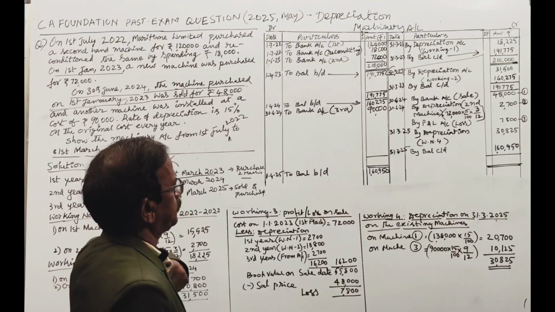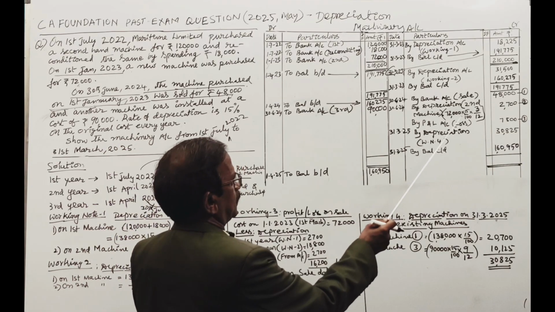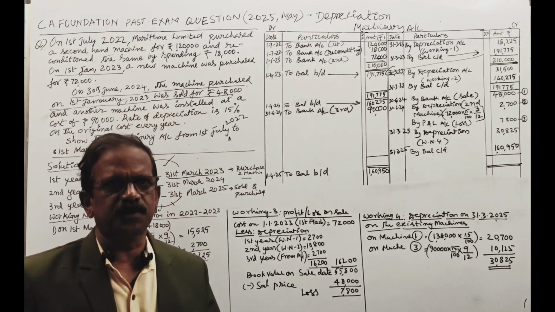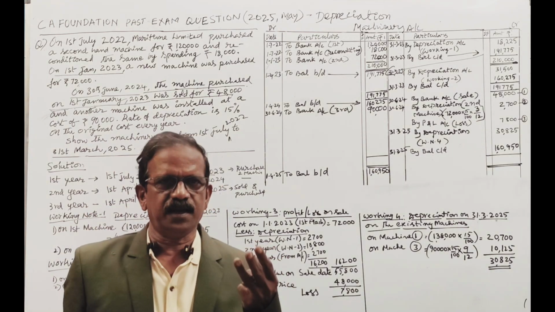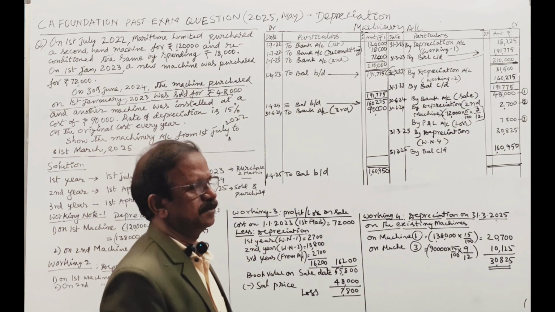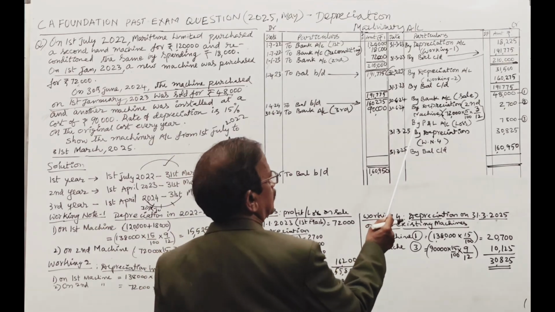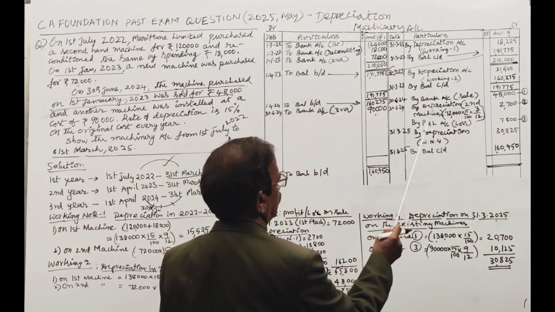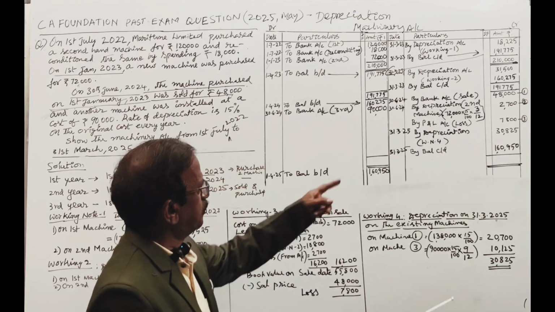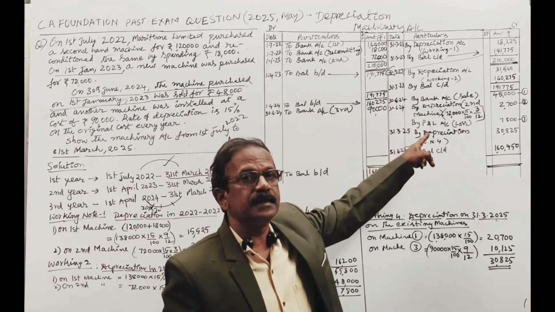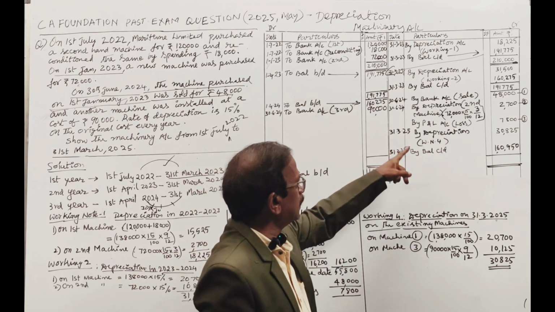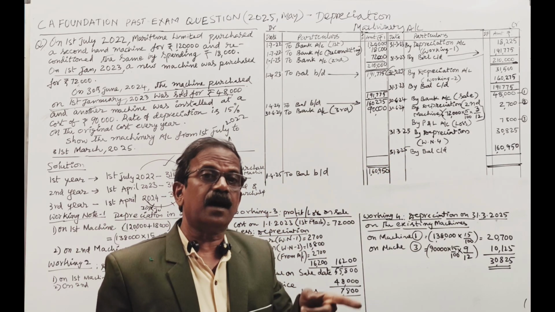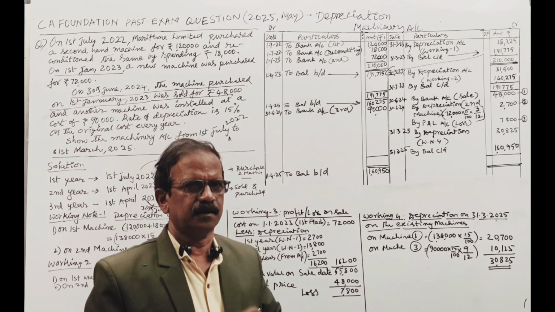Now what happened? After that, this is the second point. When you sell the machinery, you must write 3 points. 3 items you have to write in the machinery account. One is the amount for which we have sold, that is the sale value. Second one is the depreciation amount till the date of sale. Third one is the profit or loss made on the sale of the machine.